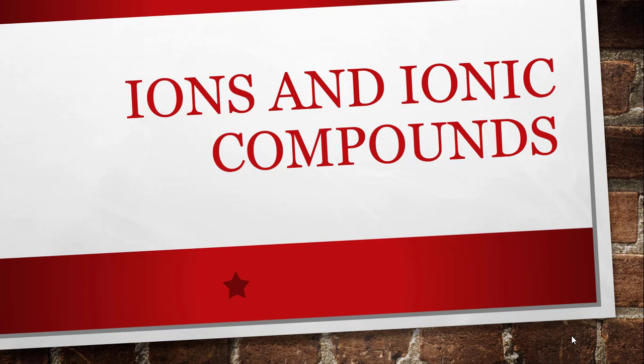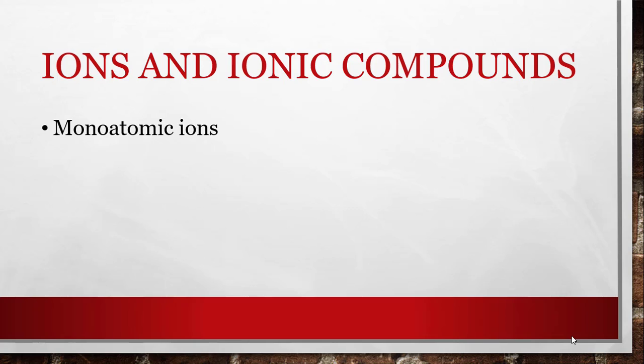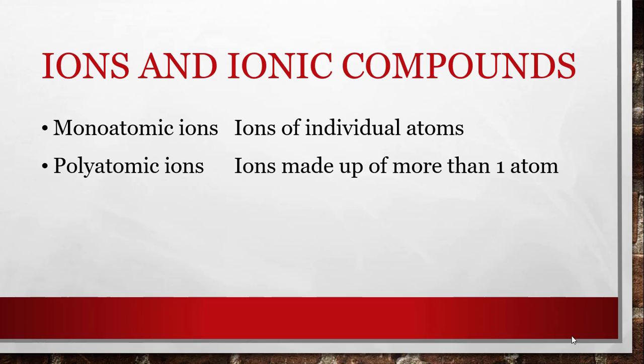This is the second video on ions and ionic compounds, and this will be a short one on polyatomic ions. And I apologize, in the previous video I never actually defined monoatomic ions. Monoatomic ions are ions made up of individual atoms: the chloride ion, the sulfide ion, the sodium ion. Polyatomic ions are ions that are made up of more than one atom.